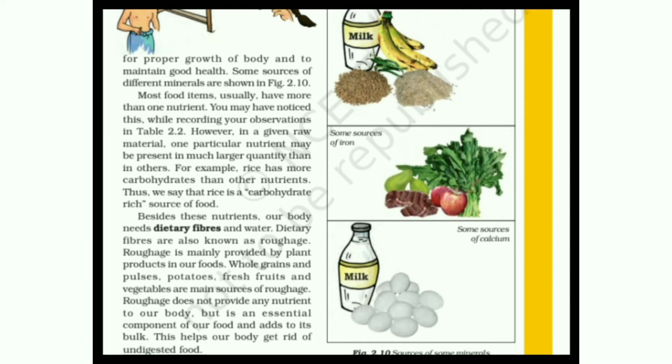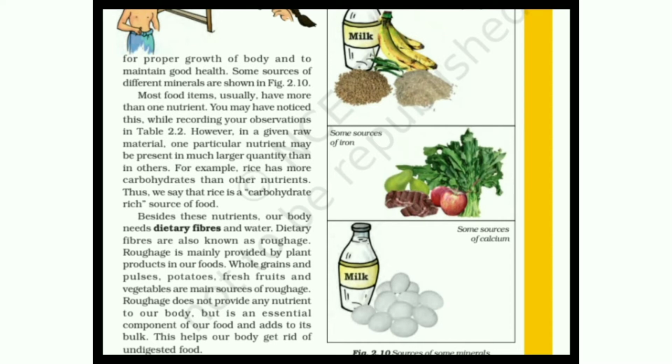So most food items usually have more than one nutrient. You may have noticed this while recording our observations in the table. However, in a given raw material, one particular nutrient may be present in much larger quantity than others. For example, rice has more carbohydrates than other nutrients. Thus, we say that rice is a carbohydrate-rich source of food.